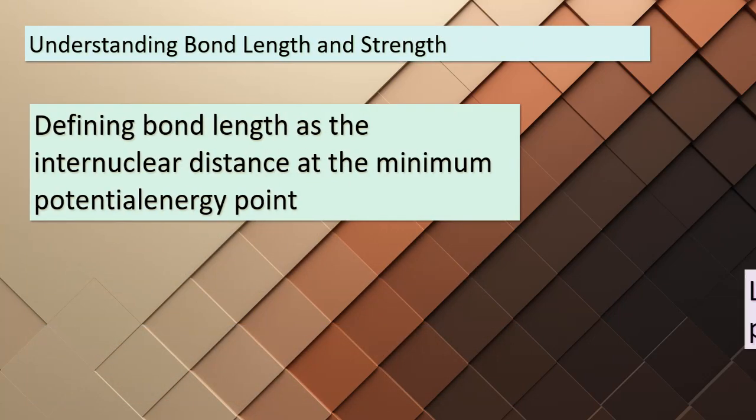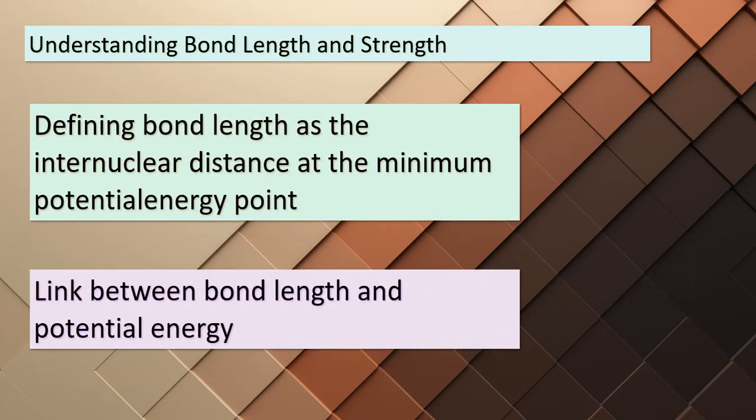Hello again, inquisitive learners. Let's delve deeper into the concepts we've been exploring. Bond length, a crucial factor in molecular architecture. It's the specific distance between two nuclei where the potential energy reaches its minimum value, as we've seen. This minimum potential energy signifies the strength of the bond. The closer the nuclei, the stronger the repulsion, and the higher the potential energy.